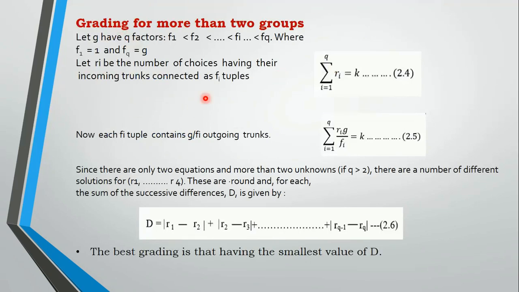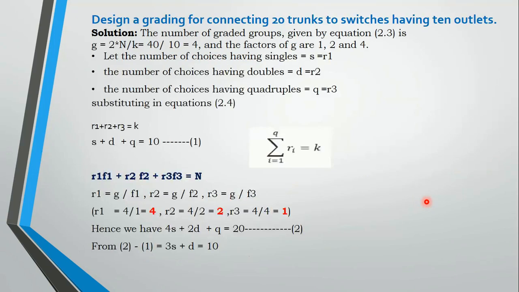So this formula is discussed in the earlier video, how to find the grading for more than two groups. This will be cleared if you solve one problem, so we'll go for a problem itself. This is the problem: design a grading for connecting 20 trunks to switches having 10 outlets.